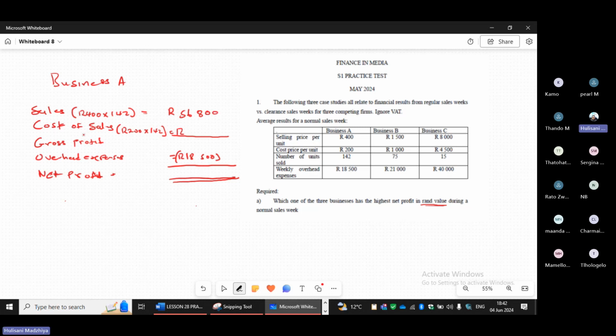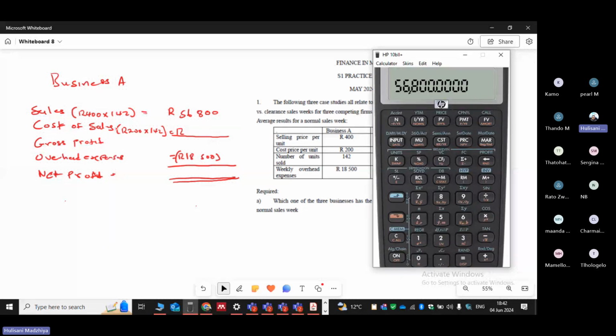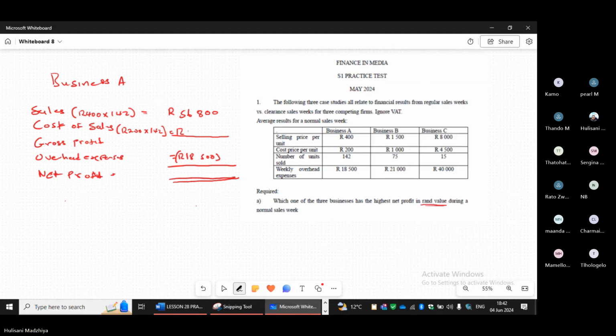Then we calculate the cost of sales, which is 200 Rand cost per unit multiplied by the number of units sold. That will be 28,400. So I'm going to explain this. I hope you note it down.